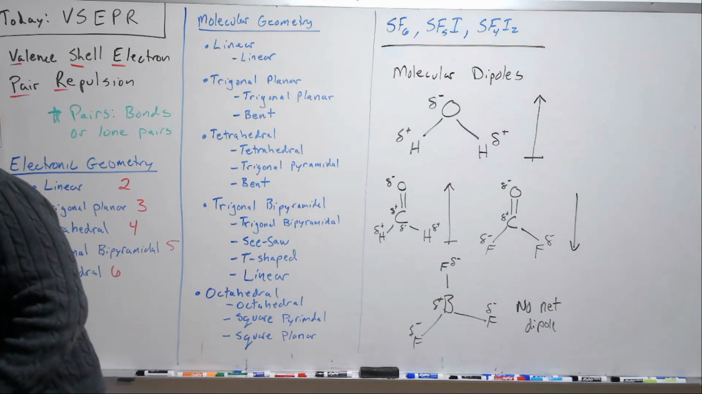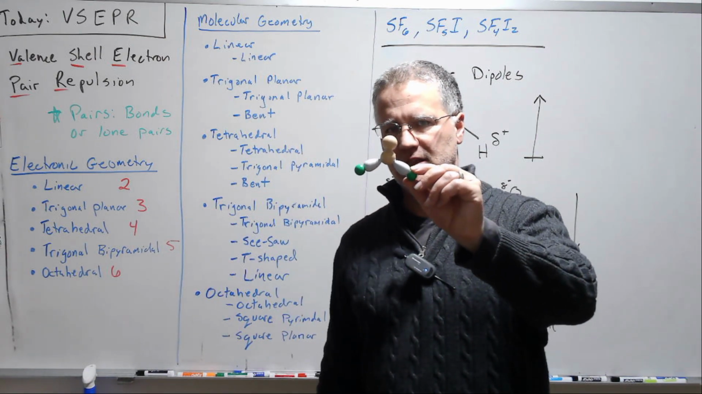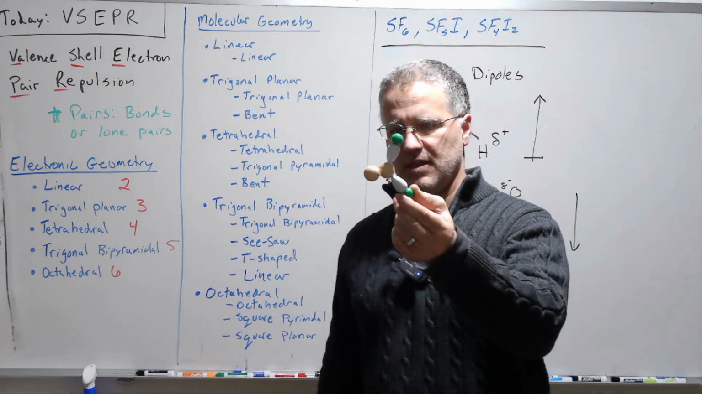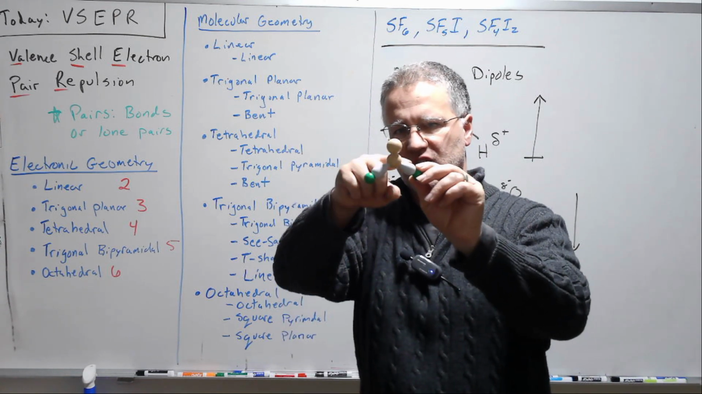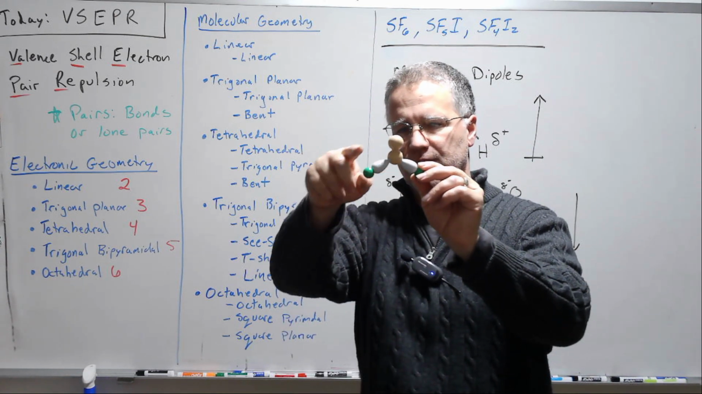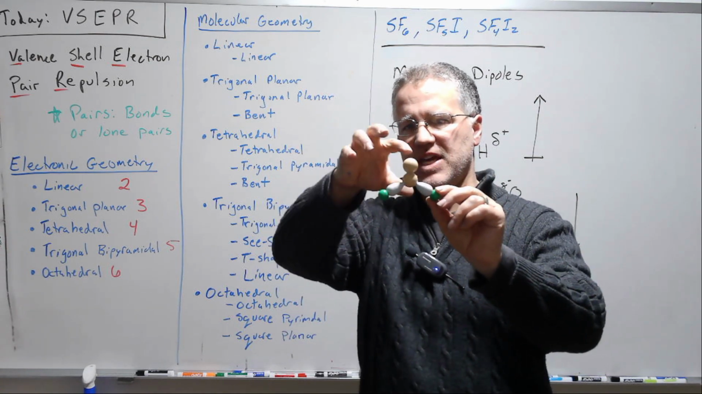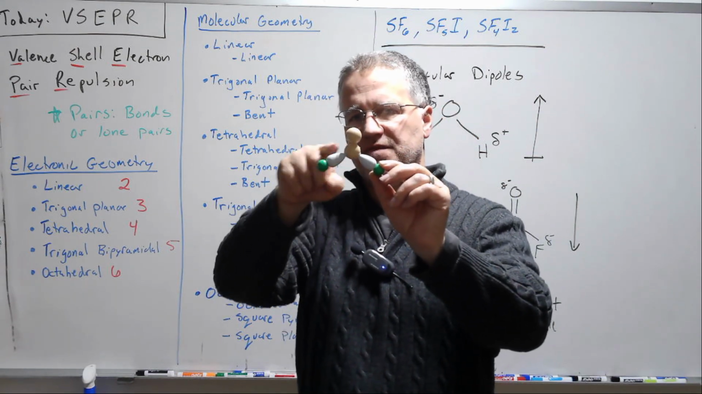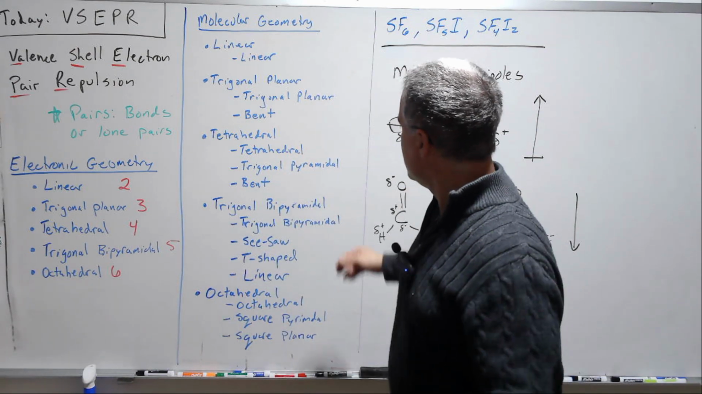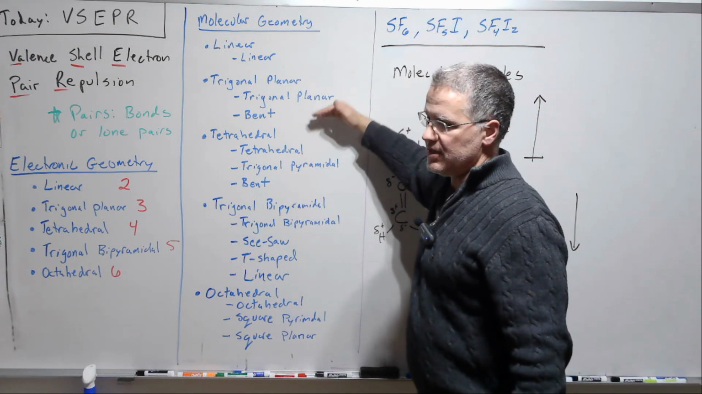But if one happens to be a lone pair, then we have trigonal planar electronic geometry, bonding pair, lone pair. But for the molecular shape, we don't think about the lone pair's lobe. So here we have just a V shape or a bent shape. So that's trigonal planar electronic, bent is the molecular geometry.